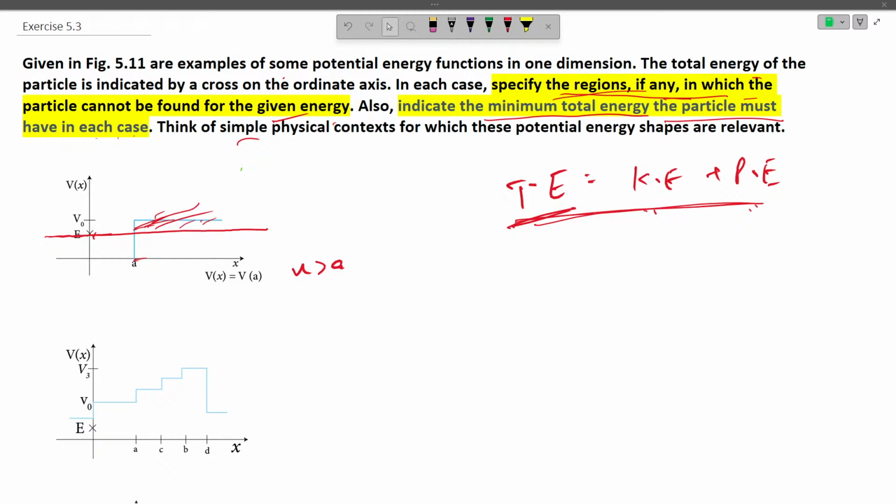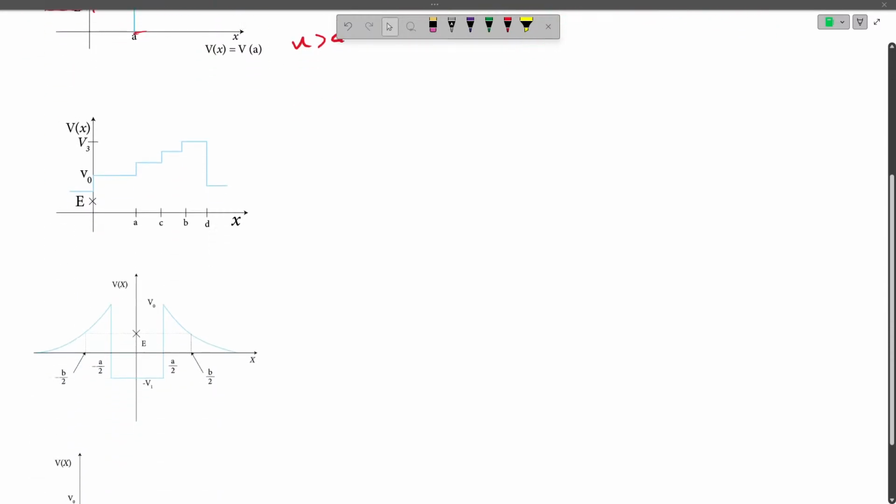In the second question, again we will draw a straight line. So in this case, we see that the potential energy never comes below the total energy level, that is, it is always above the total energy level. So the particle cannot be found in any of its x domain.